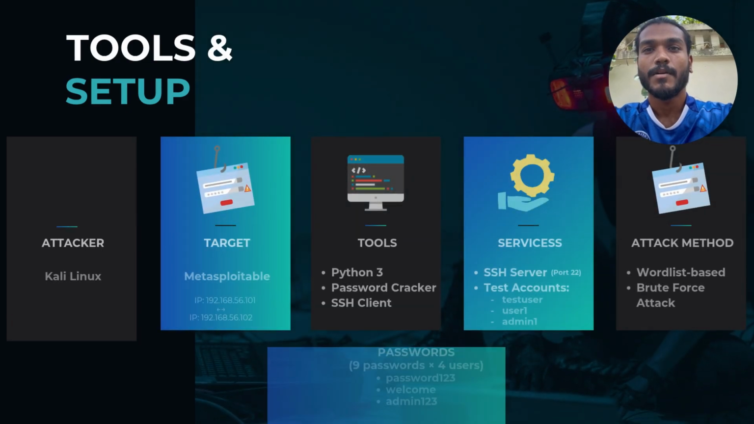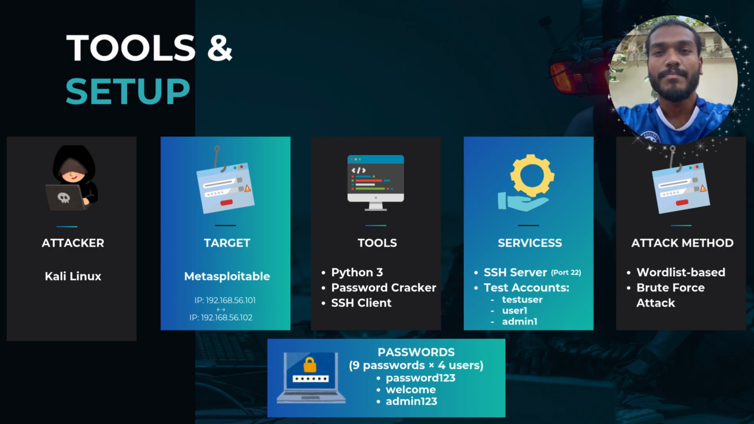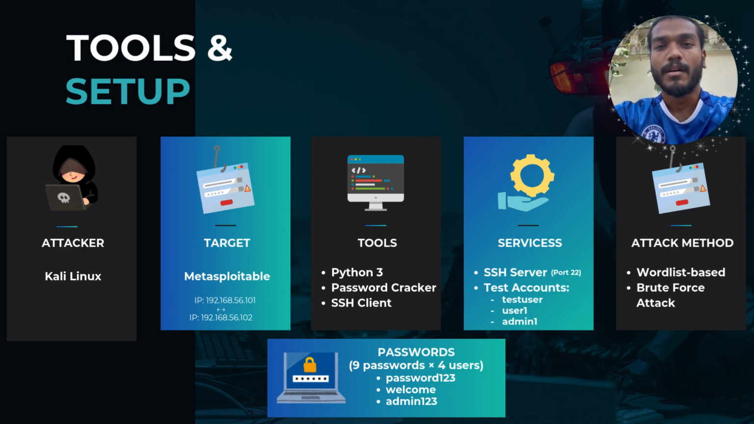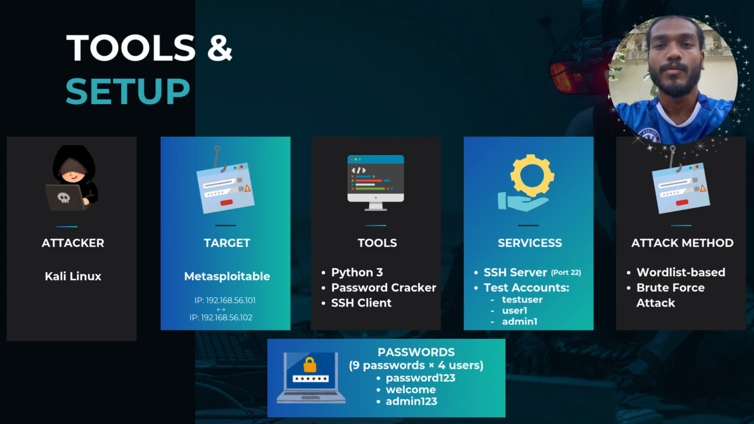This is our ethical hacking password cracking project. We have two virtual machines on an isolated network. On the left, Kali Linux, our attacker machine at IP 192.168.56.101. It has our Python password cracking script. On the right, Metasploitable, our vulnerable target at 192.168.56.102. It's running SSH with test accounts that have weak passwords like password123, welcome, and admin123.